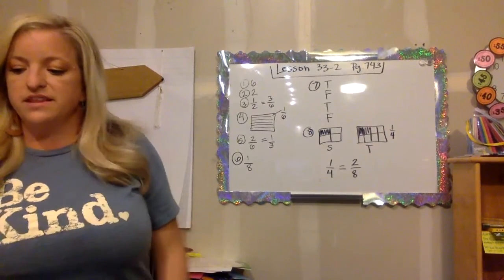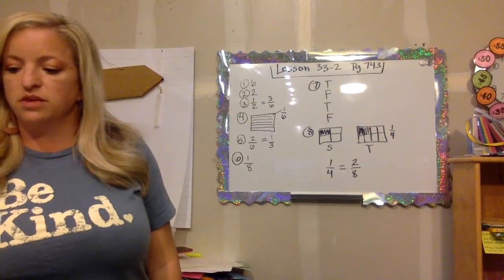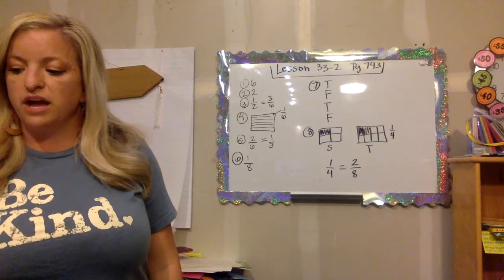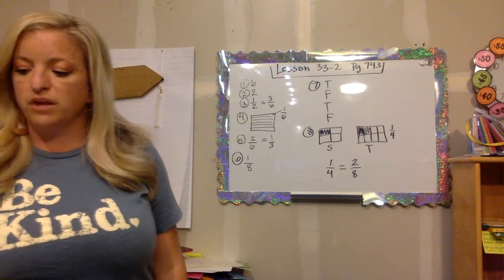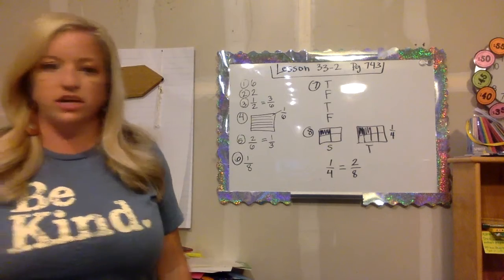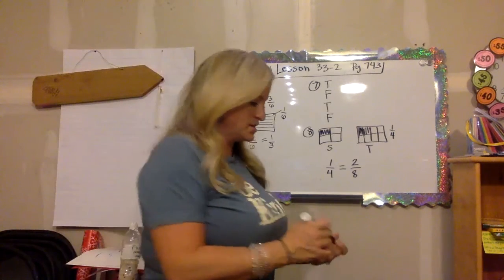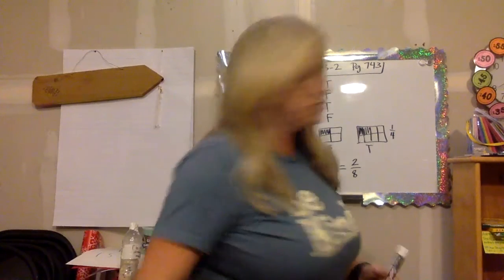Number 11, divide the hexagon into 6 equal triangles. Then shade 1/2 or 1/3 of the area of the hexagon. Tell how you know 1/2 or 1/3 of the area is shaded. So a hexagon has 6 sides, and I'm going to go ahead and draw that now.